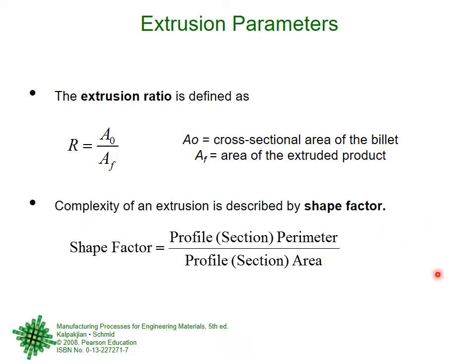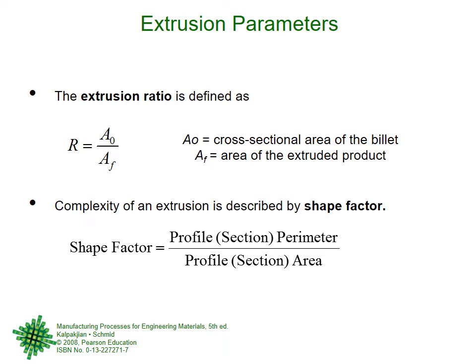If it is a square shape, then the perimeter is the sum of the 4 equal lengths, and the area is this length multiplied by this length, a square, right? So perimeter upon area of the final extruded shape is called the shape factor, and this gives you an idea of how complex the shape is.